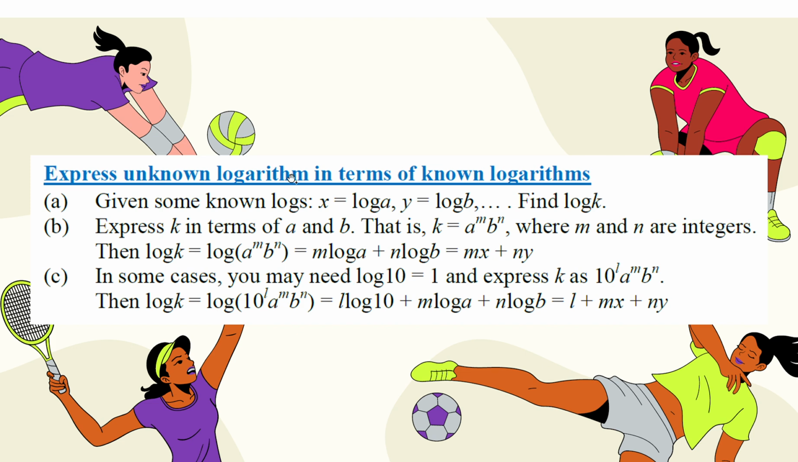Express an unknown logarithm in terms of known logarithms. The question is a game. They give you x equals log a, which I know, and y equals log b, which I know, and then they want you to find log k in terms of these. So, exponent in terms of exponent.